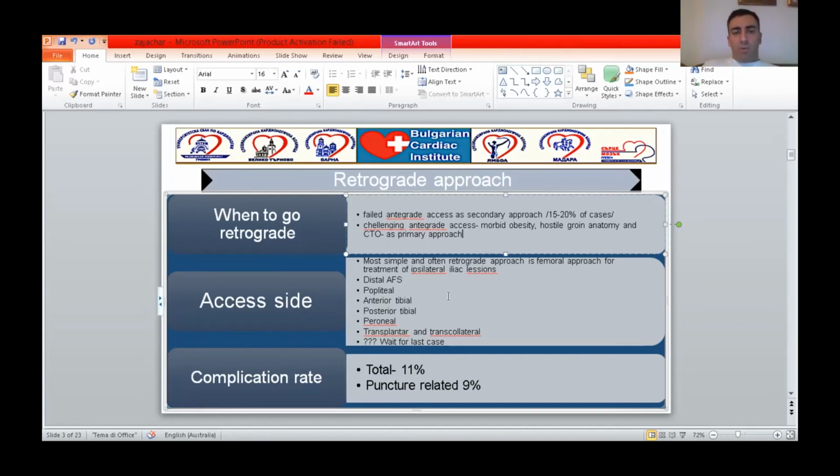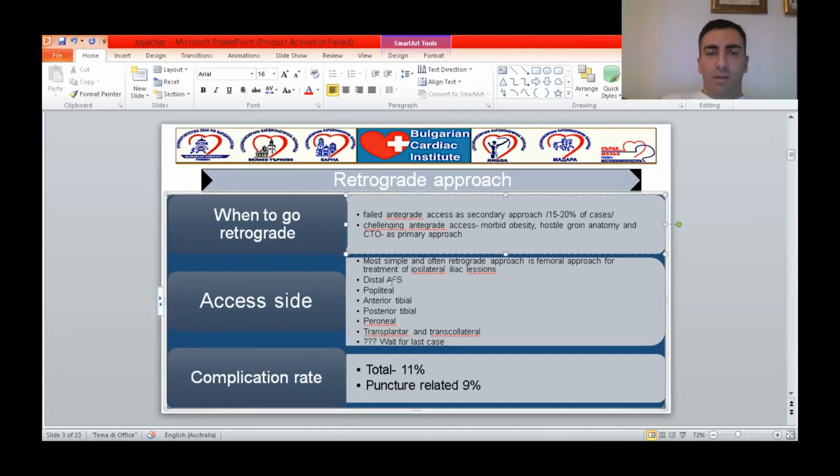Access site for retrograde approach: the most simple and often used is the femoral approach for treatment of ipsilateral iliac lesions. Second is distal superficial artery, popliteal, anterior tibial, posterior tibial, peroneal, and we can go retrograde transplantar or transcollateral. And I have one interesting case, I will show you at the end. Complication rate in retrograde approach is total 11%, and puncture related is 9%. Most complications are related with the popliteal approach.